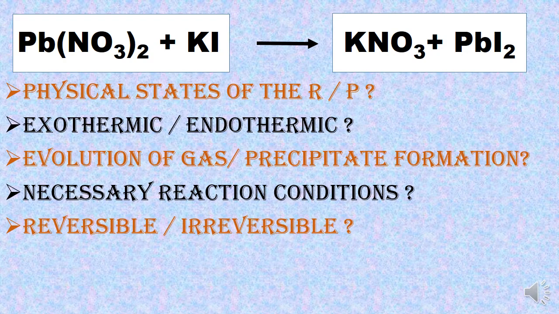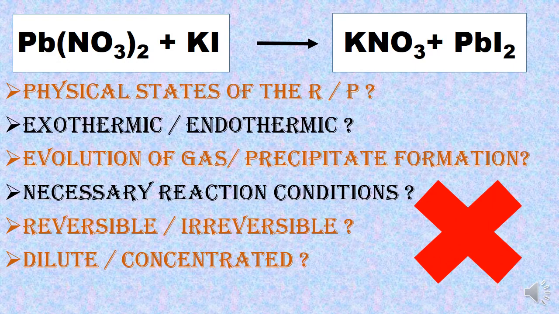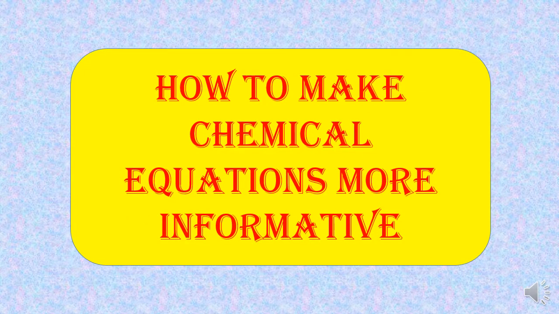Do you get to know whether it is a reversible or an irreversible reaction? Or are the solutions of the reactants and products dilute or concentrated? The answer to all the above questions is no. Such types of representations are insufficient to represent a chemical reaction completely. In today's video, we are going to discuss how to make a chemical equation more informative.